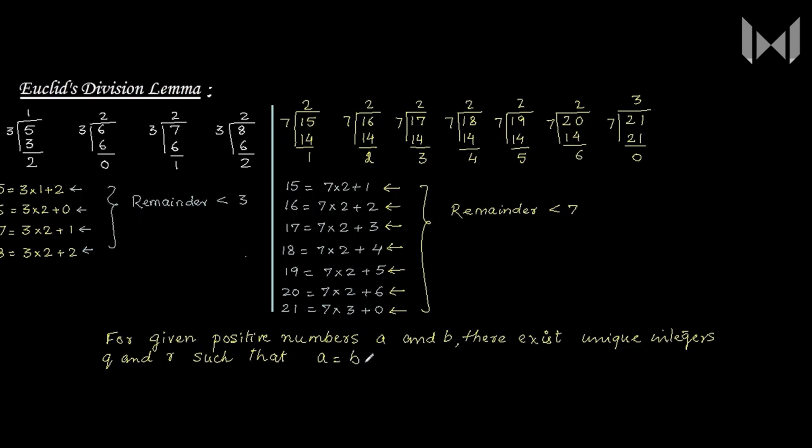A is equal to BQ plus R, where you may consider Q as quotient and R as remainder, and of course the remainder always needs to be between 0 and the divisor, that is B. Q is the quotient, B is the divisor, so 0 is less than or equal to R less than B.